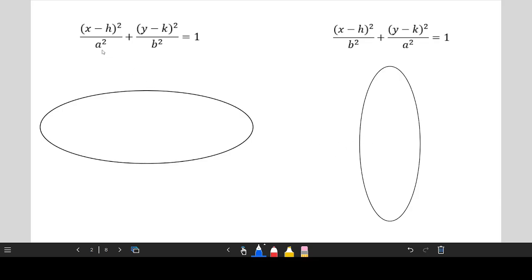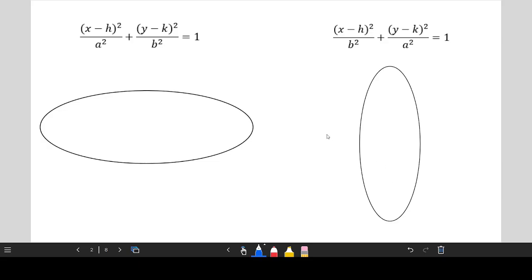And really the only difference is the location of A and B. So for both of these, A is the larger value, and if the larger value is underneath X, then it's longer in the X direction, which is the horizontal direction. And if that larger number A is underneath the Y part, then it's longer in the vertical direction.